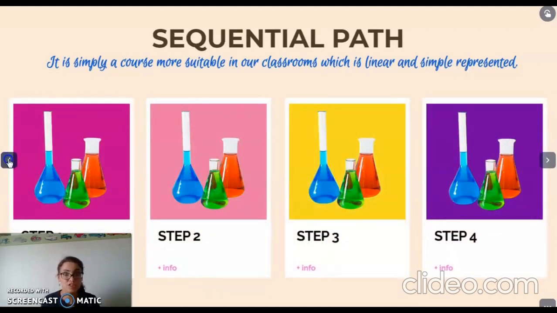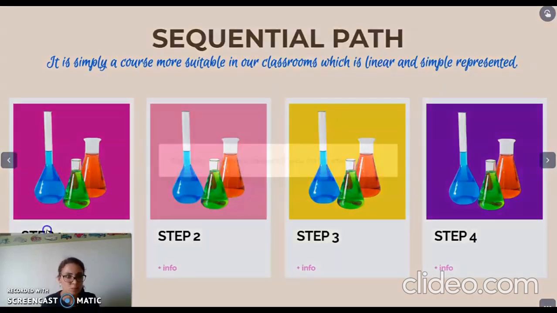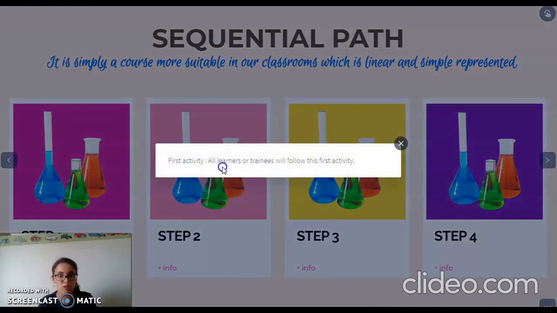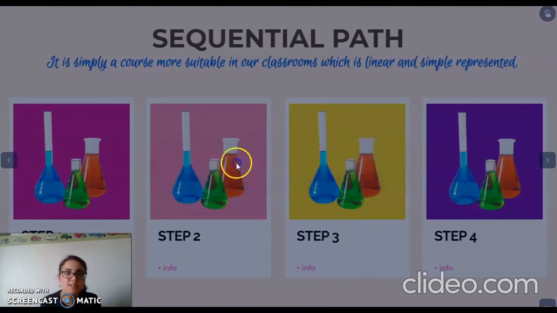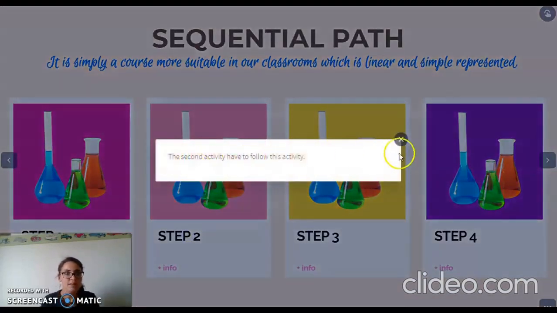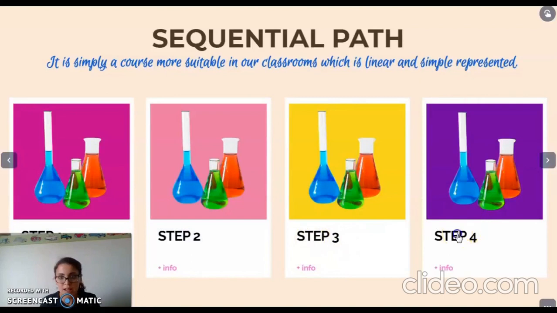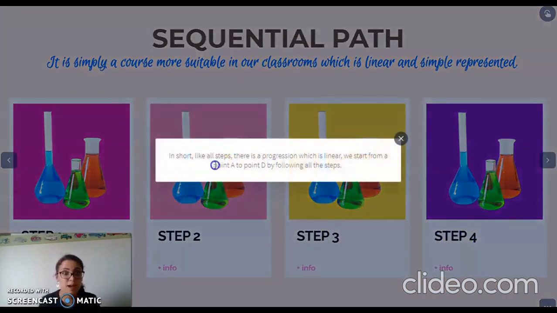The first one is the sequential path. It's simply a course, like in our classroom, which is linear and simply represented. Like here, you can see step one, first activity: all learners or trainees will follow this first activity. The second one is the same, they have to follow this activity. In short, in all steps there is a progression which is linear.